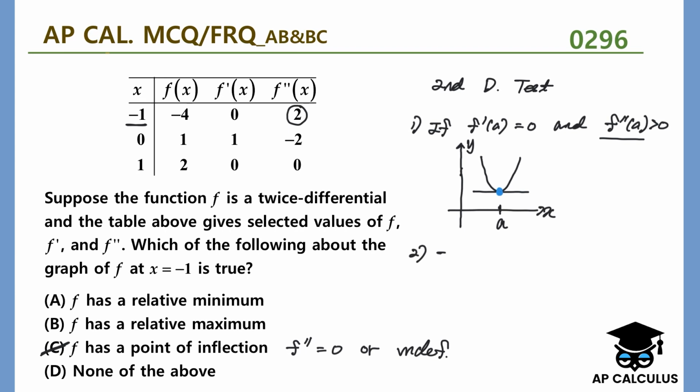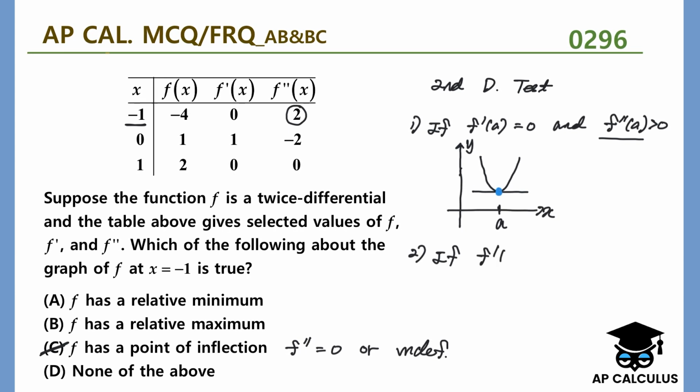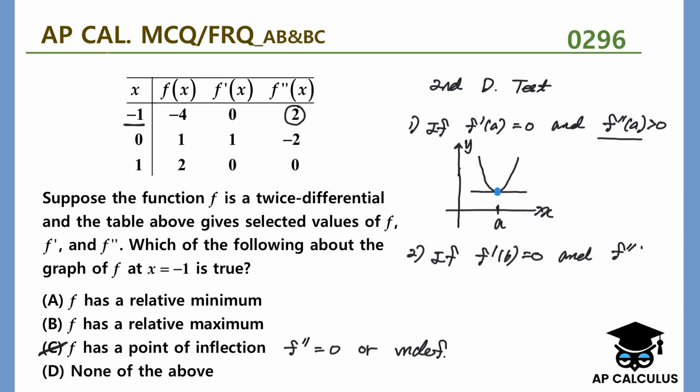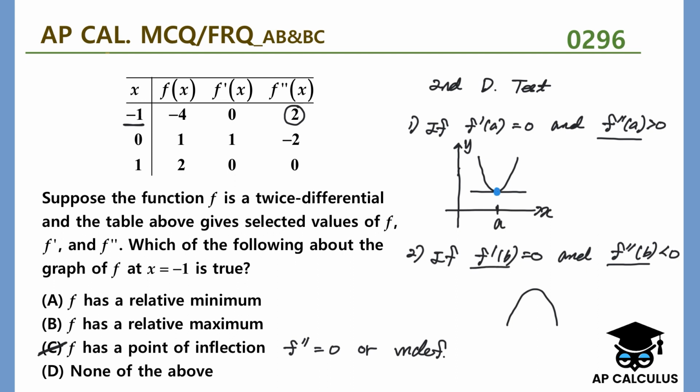Number 2, if f prime of B is equal to 0 and f double prime of B is negative, then what happens? Since f double prime is negative, the graph of f is concave down, right? And slope is 0. Then we have a relative maximum at x equal B, right? Does that make sense? So that's the second derivative test.